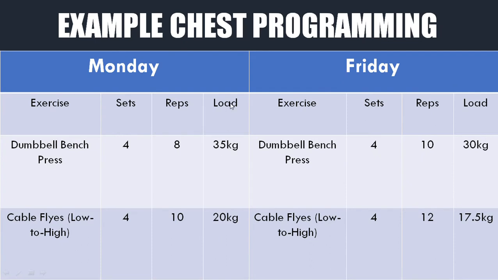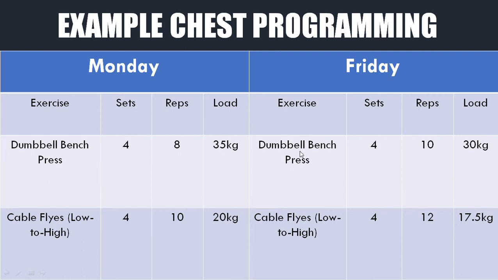Here's an example of how we can implement these exercises into a hypertrophy training program. If we're going to train our chest on two sessions in the week, let's say Monday and Friday, so they're evenly spaced out, we might do one of those heavy compound lifts, something like a dumbbell bench press for 4 sets of 8, at just an arbitrary number here, 35 kilos. And then we can do one of those accessory high range of motion stretch exercises for the chest, something like cable flies from a low to high position. We might do them for higher reps as well, for 4 sets of 10 at 20 kilos.